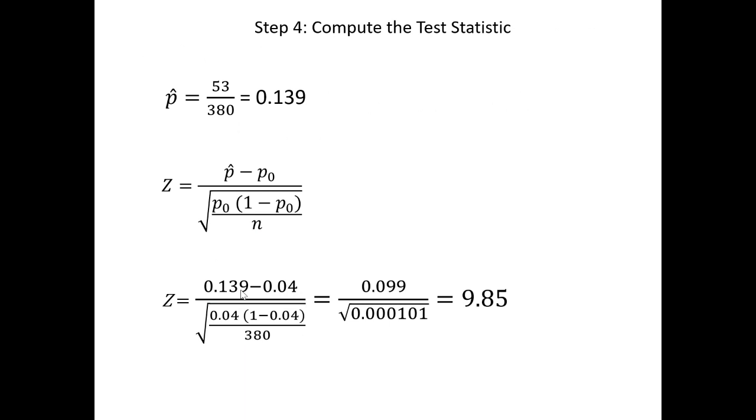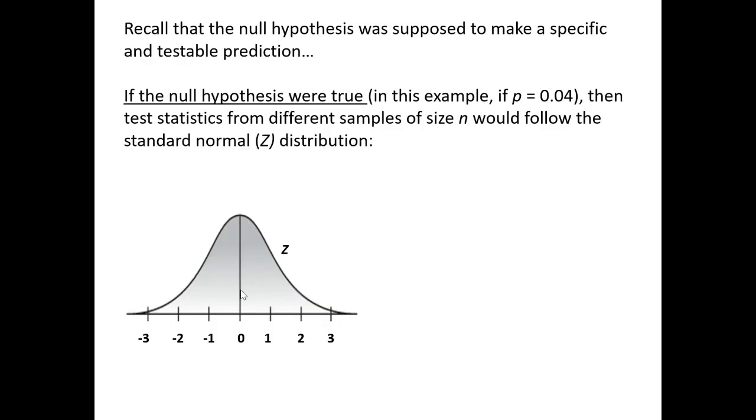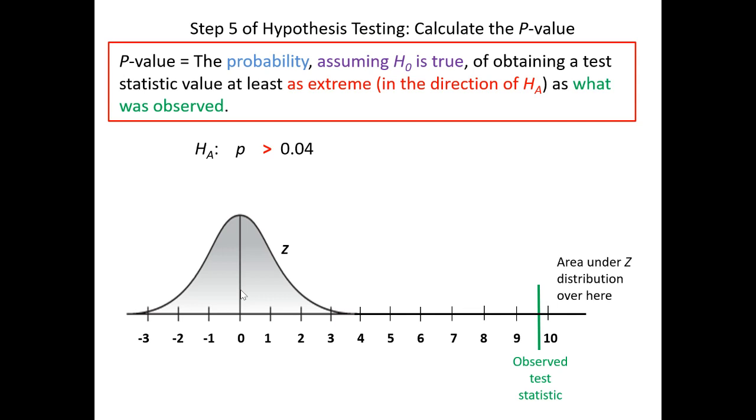Remember what we got? We got 9.85. So how does that line up with this? Not very well. 9.85 is way, way over here. We're off the charts. Our observed test statistic, based on our sample data, is way over here. The general idea is, we just observed something that does not line up at all with what the null hypothesis predicted. If the null hypothesis were true, we'd expect to be somewhere between plus or minus 2, or at least between plus or minus 3.